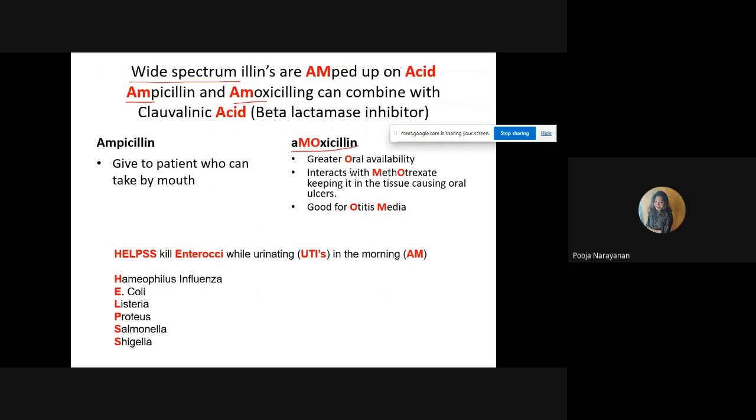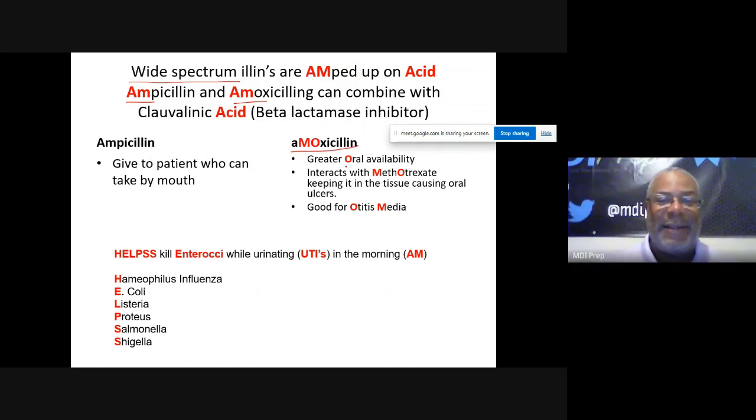Oral. Perfect. Very good. We give ampicillin if they can't take anything by mouth. Now, do you see this MO in amoxicillin? Think about MO, otitis media. So that's like an inner ear infection. So one of the treatments for an inner ear infection, other than like we treated for abscess also, is amoxicillin.